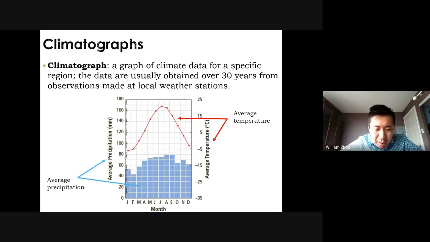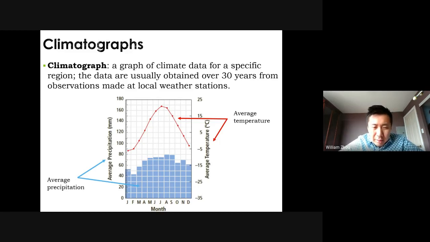How do you read a climatograph? Well, it's two parts. First, you have on the bottom in blue the precipitation. On the x-axis, you see JFMA. Those are months of the year: January, February, March, all the way to December. And on the left side, up the y-axis, you have precipitation. So in blue, it tells you the average precipitation of every single month in that region.